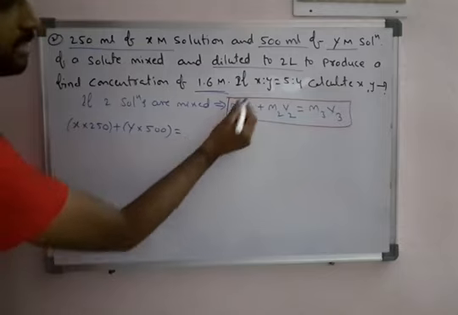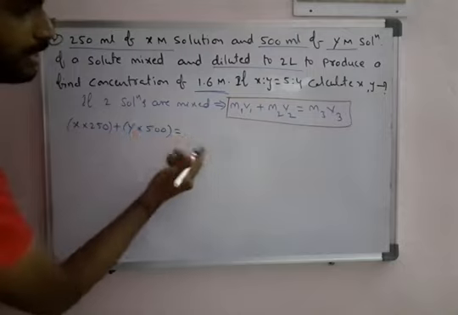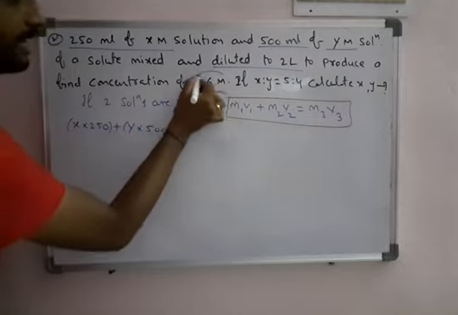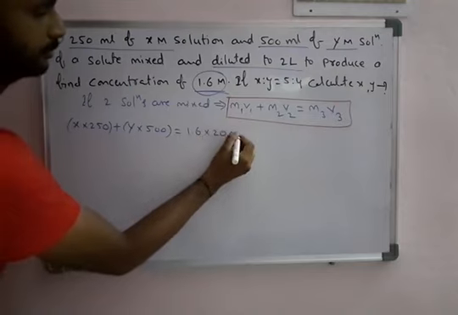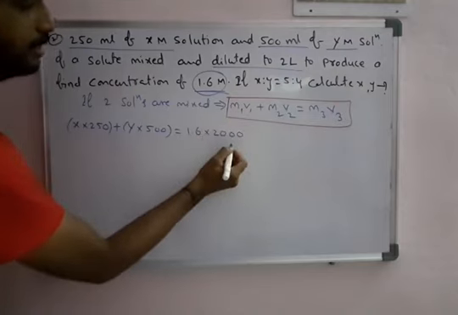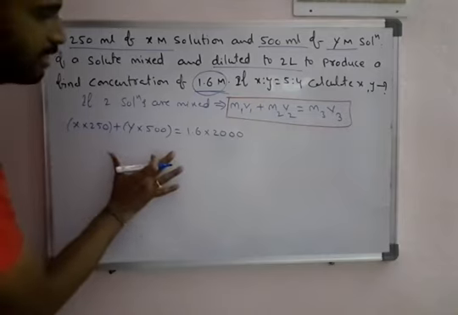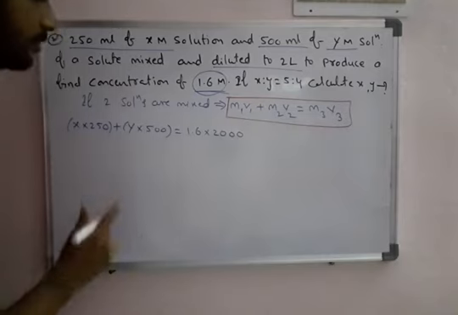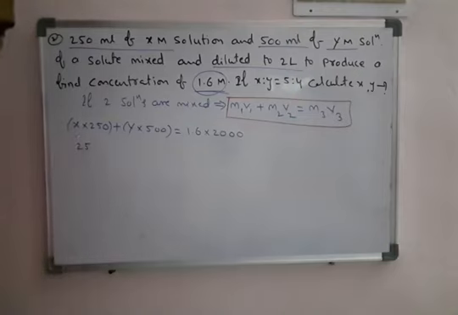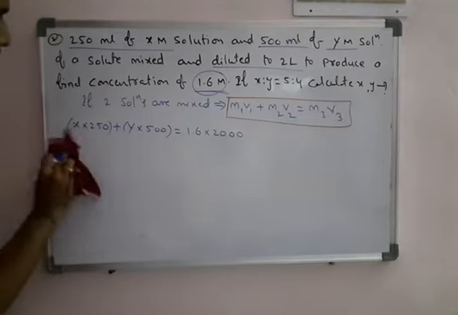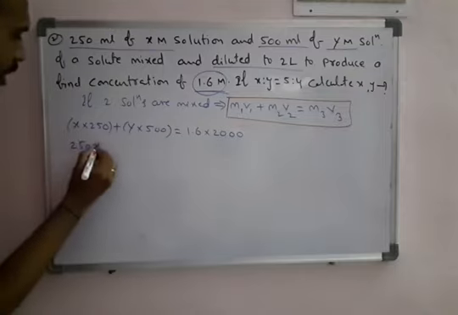And the solution is diluted to 2 liters. These two are in milliliters, therefore we are writing in milliliters. What is the final concentration? 1.6 into 2 liters, that means 2000 milliliters. So we need to get one equation, one relation here, by dividing this total equation. So first we write the total equation in the normal way.